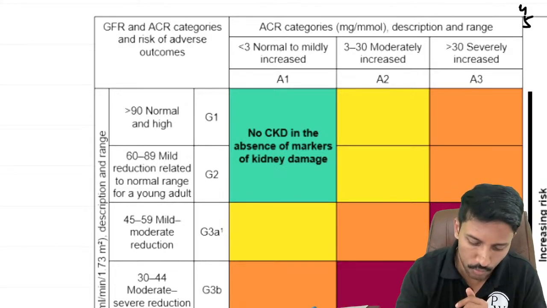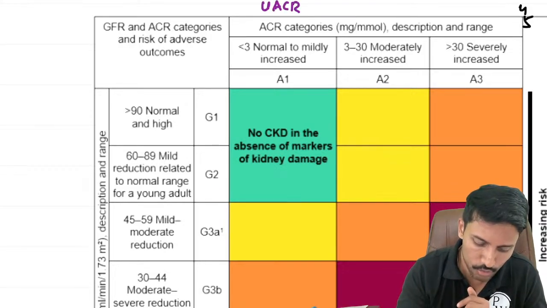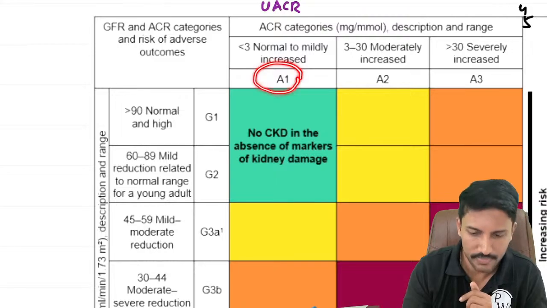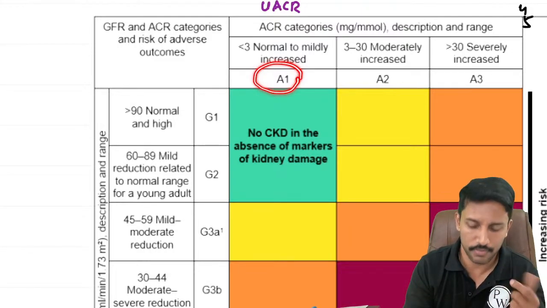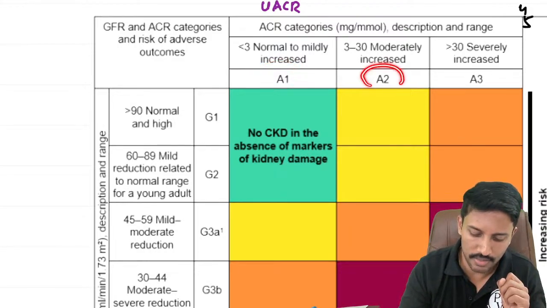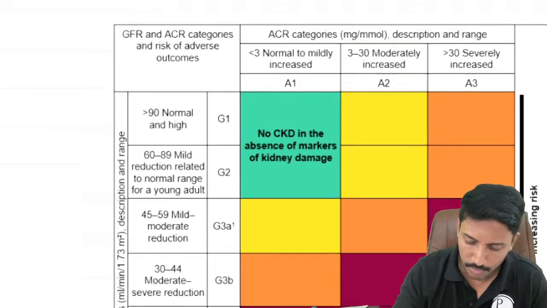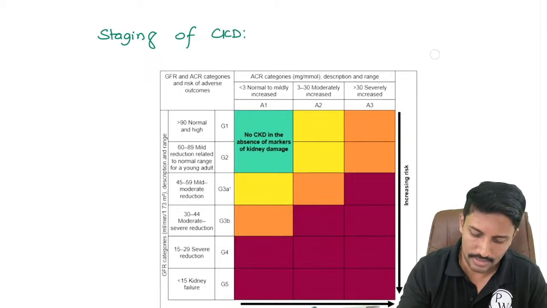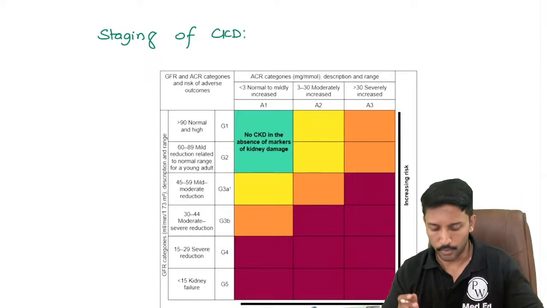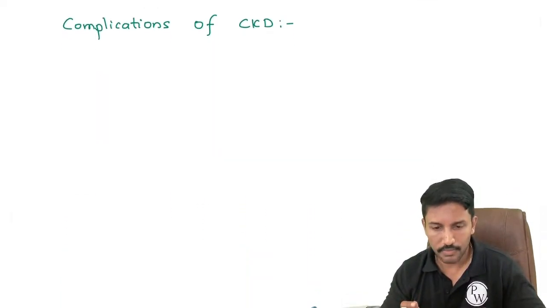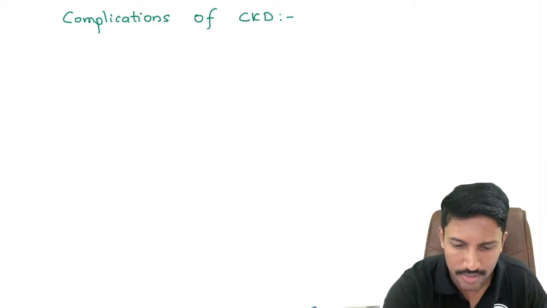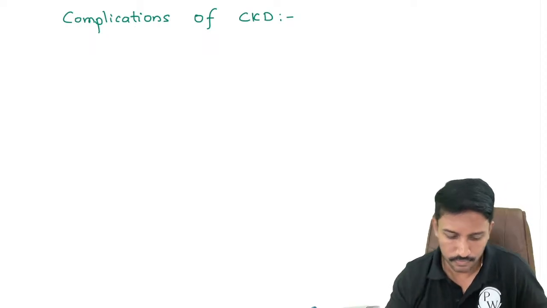If you're looking at urine albumin creatinine ratio, if it is normal, that is less than 30, it is A1. If it is 30 to 300, it is A2, and if it is more than 300, it is A3. So try to memorize this and vomit it out on the paper to get that marks for the staging of CKD. Now after the staging of CKD, we will talk about the complications of chronic kidney disease. What complications we are expecting in a patient with chronic kidney disease.